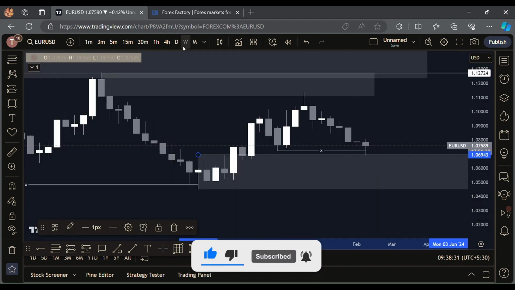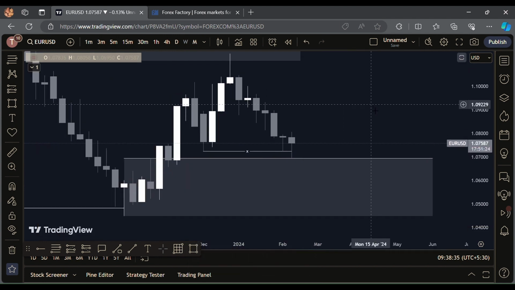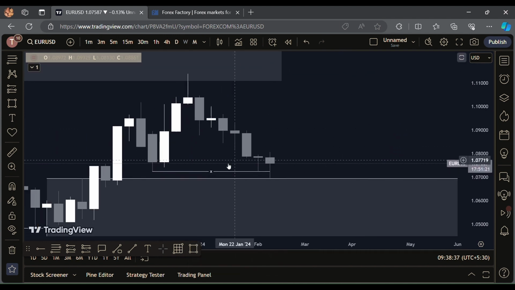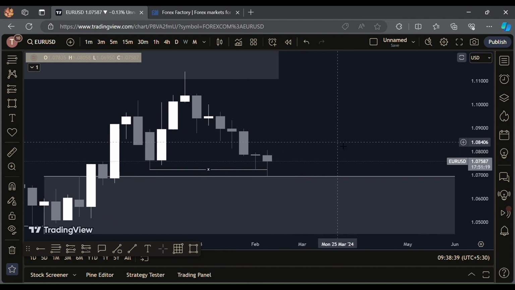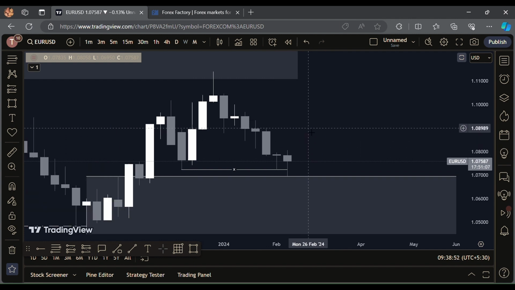So this is the weekly chart and we can see that the price is sweeping the lows. And if we close right here today, most likely we are going to gain an upside momentum into the market. So there is nothing clear yet. So let's move to the dailies now.